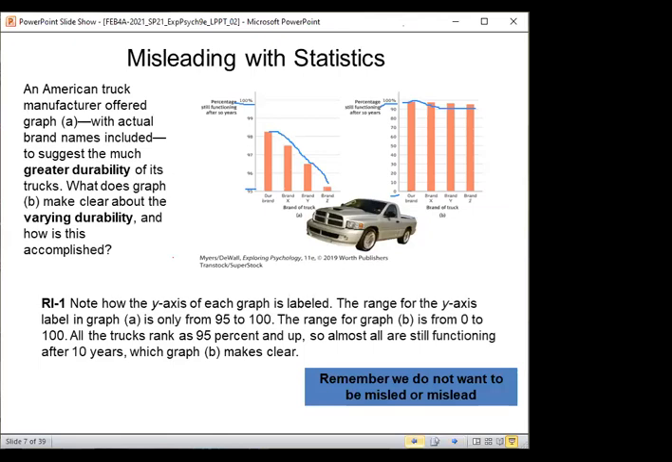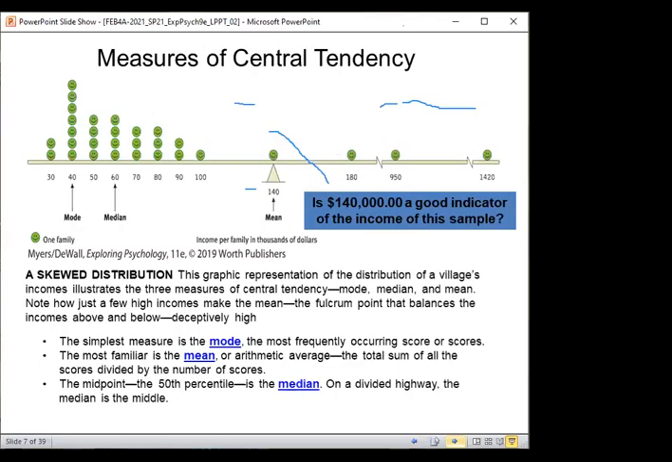Oh, okay. All right. So what we have here is measures of central tendency. And in measures of central tendency, we're trying to get some idea.